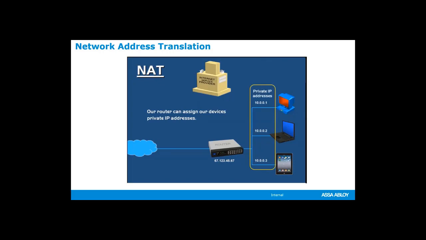And when our devices need to access the internet, their private IP address will be translated by NAT in the router to the one public IP address that we have been given. So not only does it translate private to public, but it also translates public to private. Because if a computer out on the internet wants to communicate with a computer on this private network, then the public IP address needs to be translated by NAT to the private IP address for that computer.